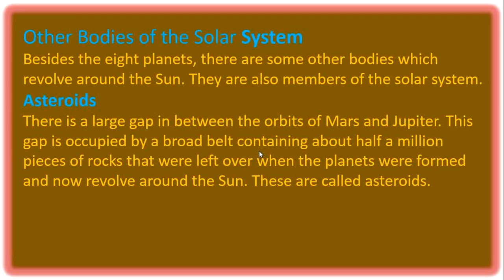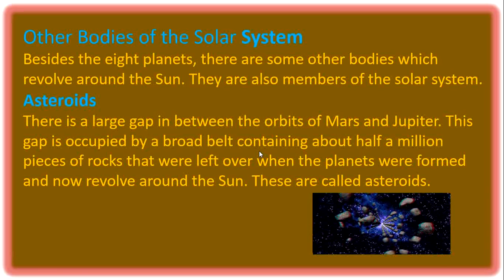What are asteroids? There is a large gap in between the orbit of Mars and Jupiter. This gap is occupied by a broad belt containing about 500,000 pieces of rocks that were left over when the planets were formed and now revolve around the Sun. These are called asteroids.